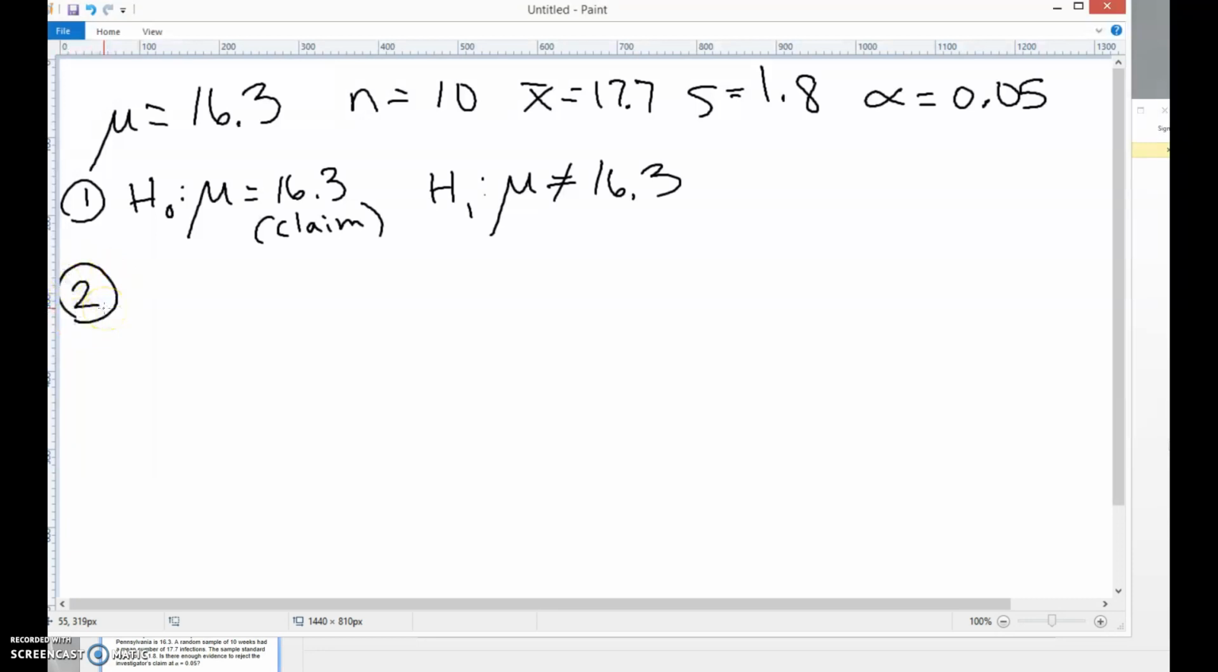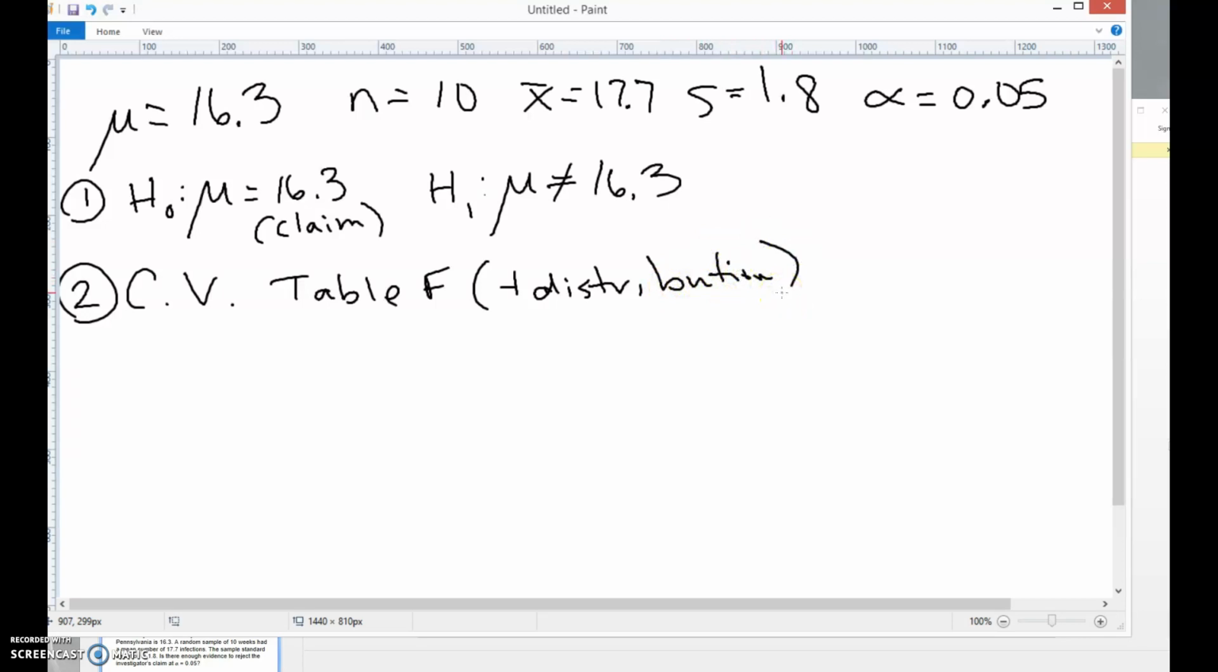Step 2, we're going to find that critical value. And because we are not given the standard deviation of the population, we are going to use our t value. So table F, we're going to use t distribution. Okay? And since my alpha is 0.05, this is a two-tailed test.